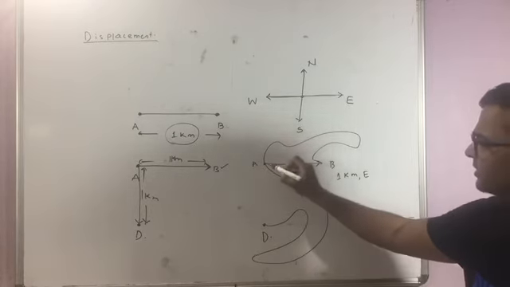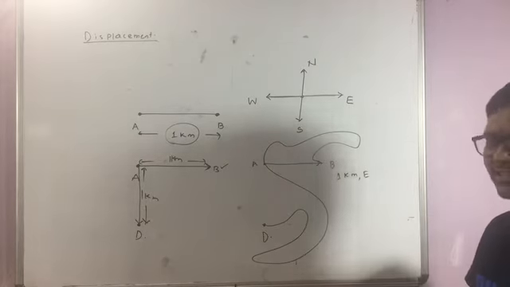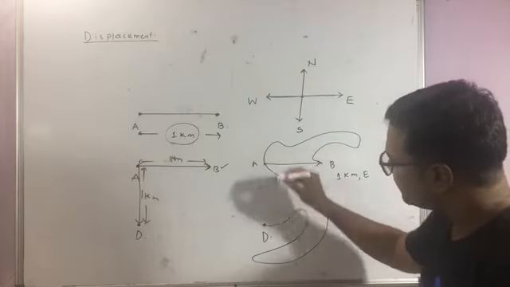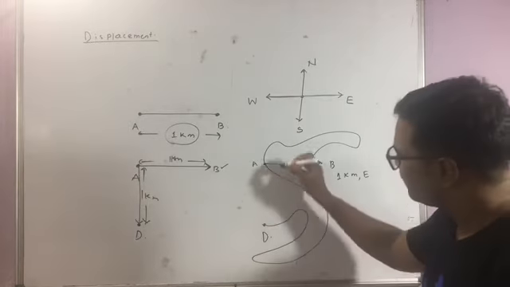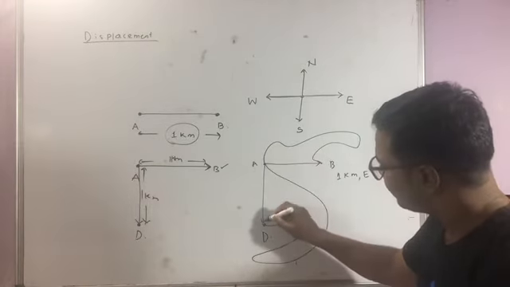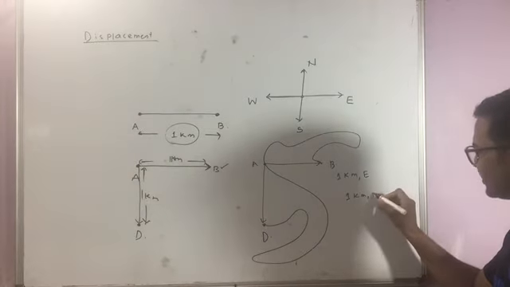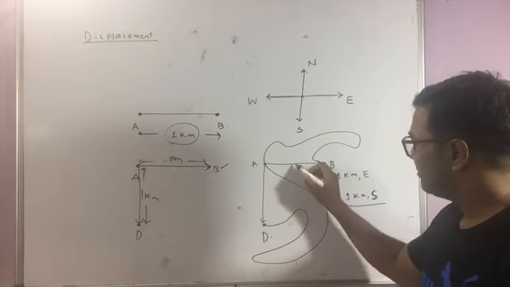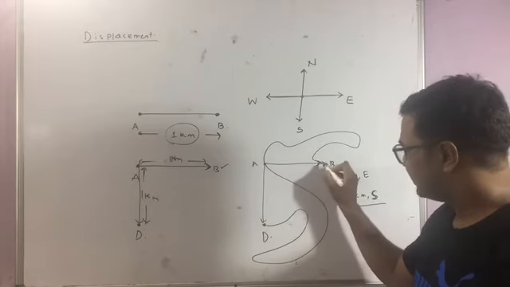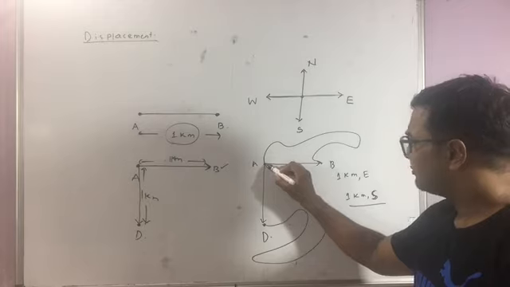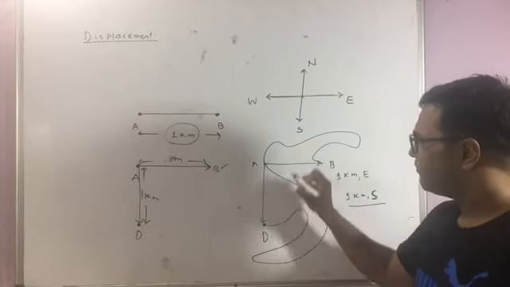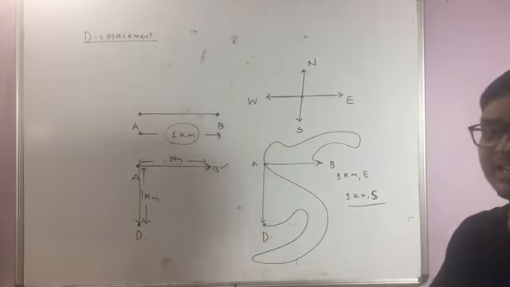Displacement is what? 1 kilometer east. The person who is reaching D, the displacement of that person is 1 kilometer south, 1 kilometer in the direction of south. Though these two are the same in the magnitude of the distance, meaning the magnitude of the line joining the 2 points A and B, the displacements are different.